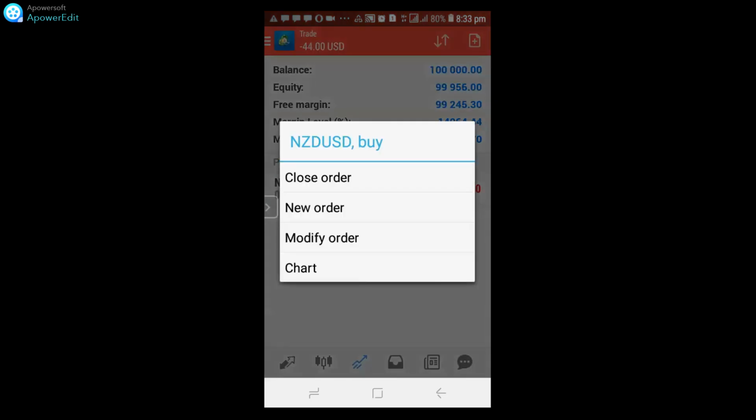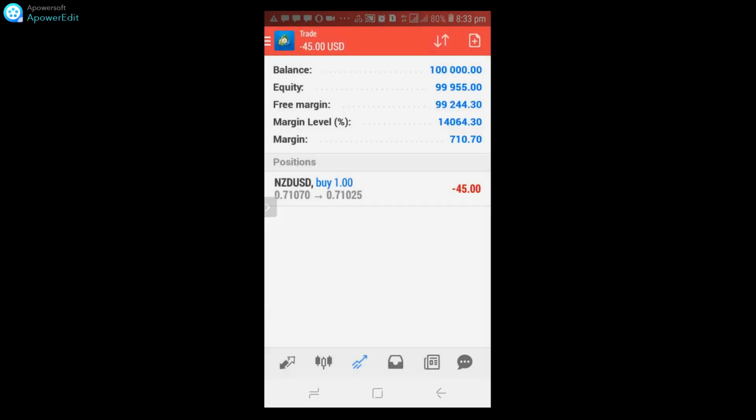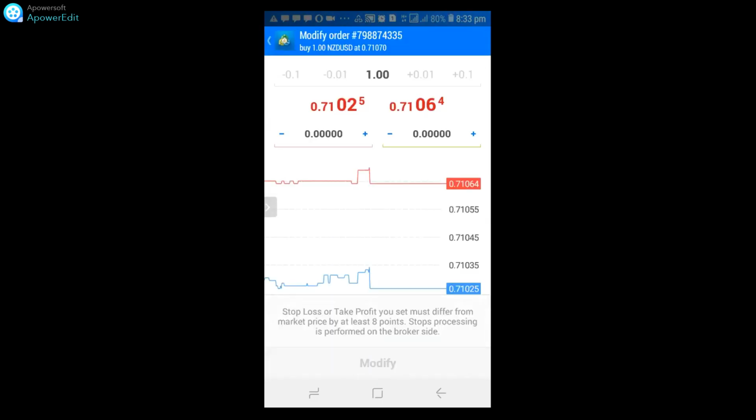Click on modify. Where you have the green line, that's your take profit. Where you have the red line, that's your stop loss. Now, where you have the green line, type 0.71170.